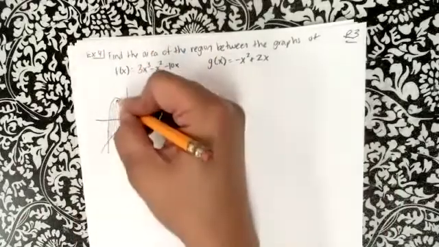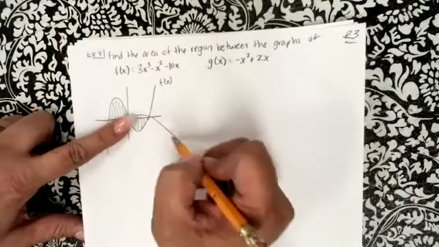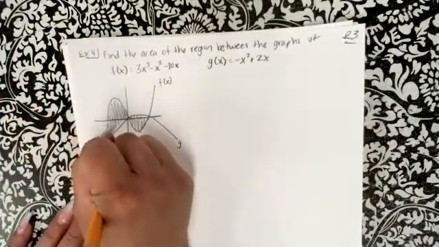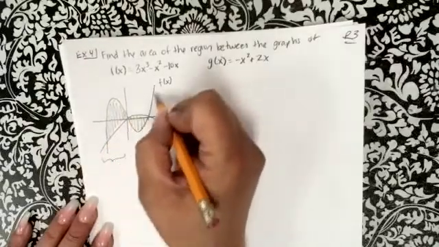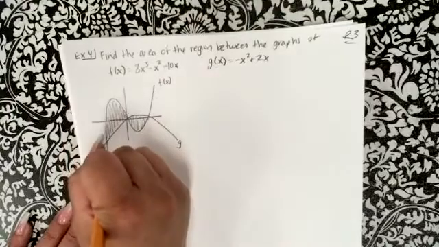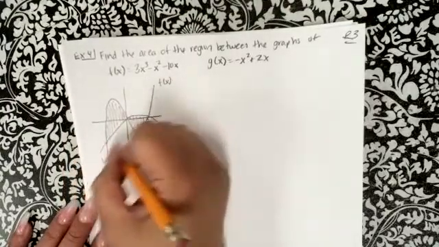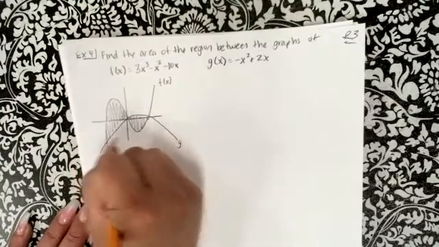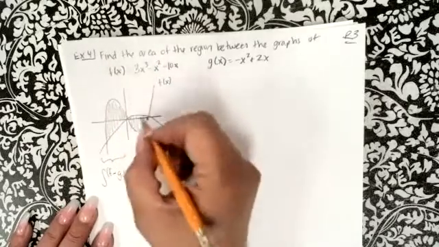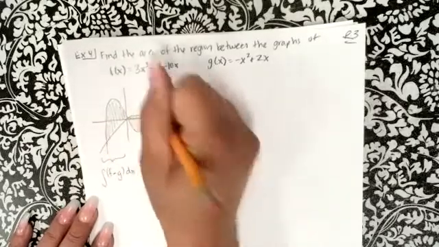On this one, f is going to be the upper and g is going to be the lower, but on this one, g is going to be the upper and f is going to be the lower. So on this one, the upper curve is the cubic, which is f of x, so this one is going to be f minus the lower curve, which is g. And then I'm going to add that to this integral, where the upper is g and the lower is f.